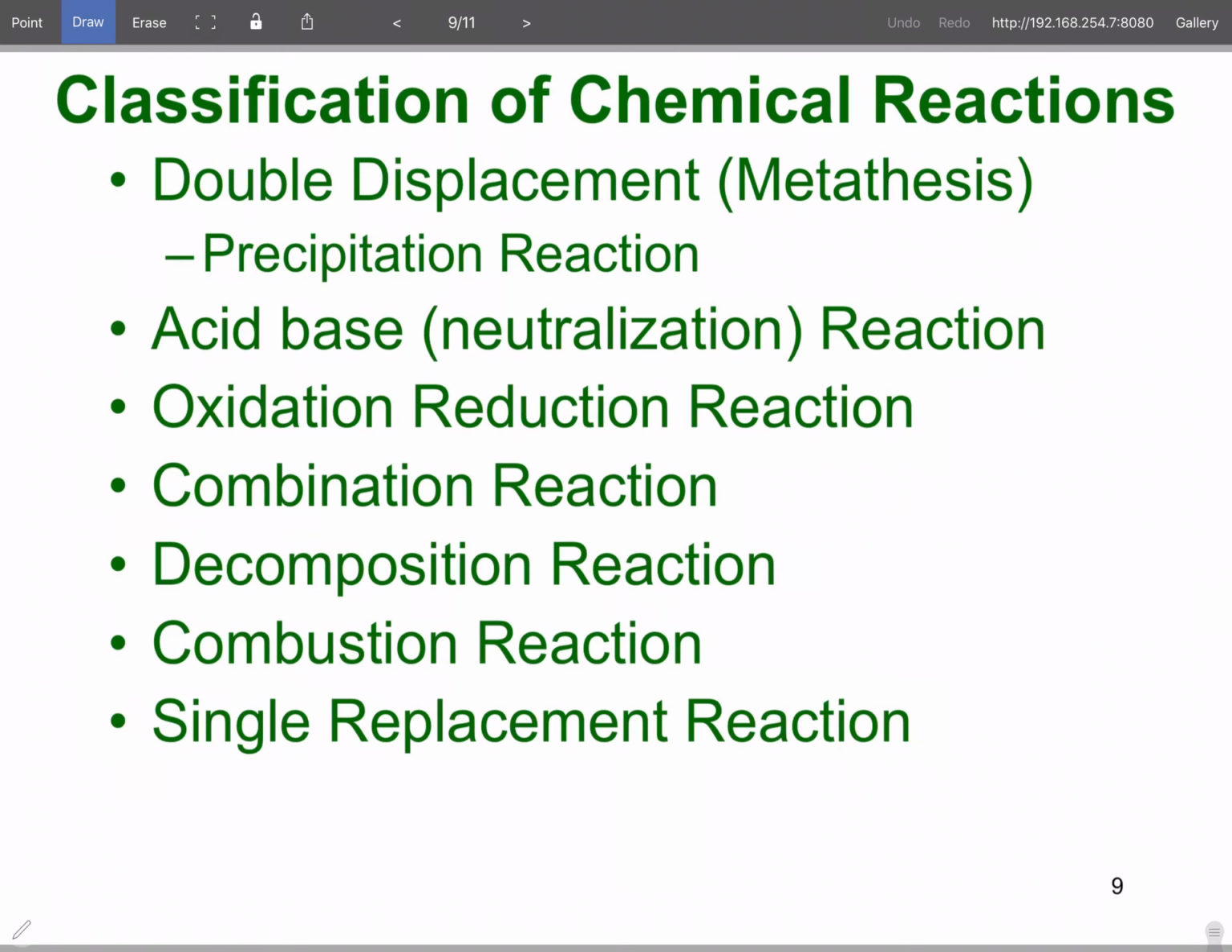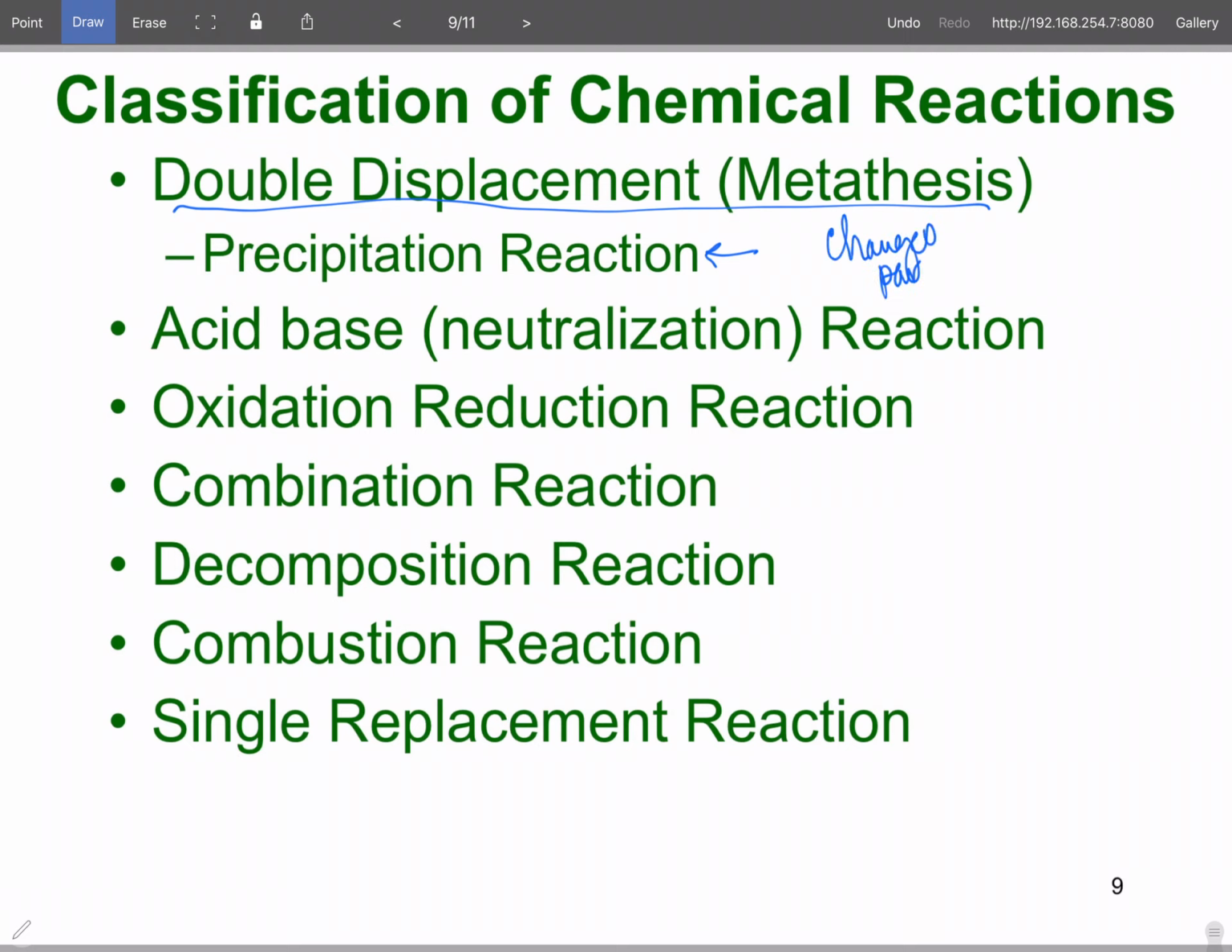All right. Now, we can classify different reactions as chemical reactions, and there are several types of chemical reactions. We have 7 main ones. The first one is a double displacement or metathesis reaction. Precipitation reactions fall into this. Acid-base fall into this. Anything that basically changes partners.